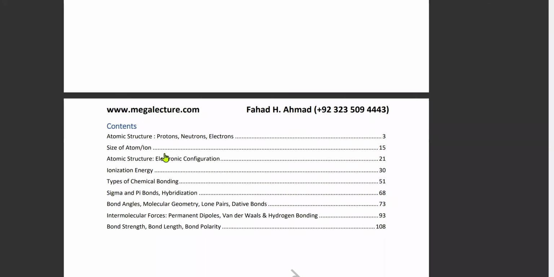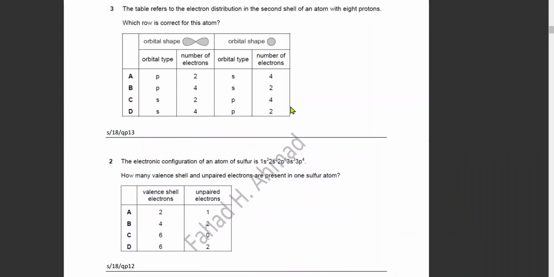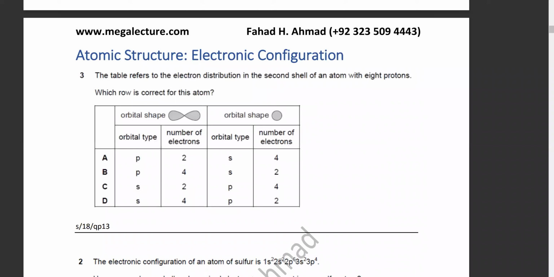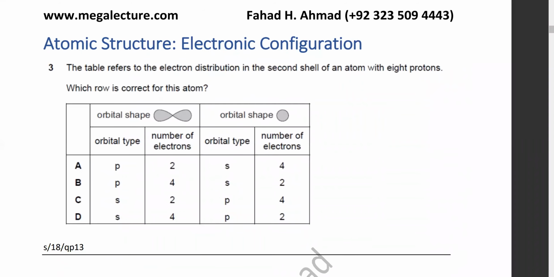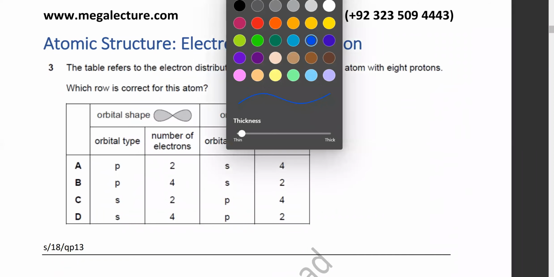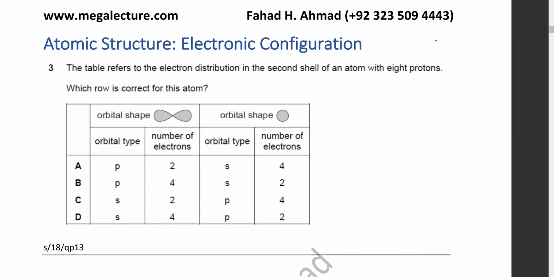I said we're going to do these questions over here. Okay, so I'm not on the board. We can try and start with electronic configurations, page 21. So starting with the first one. Okay, so let's start with the first question. Now this says that there's an atom with 8 protons, so you're supposed to write the electronic configuration of the second shell, just the electron distribution in the second shell.